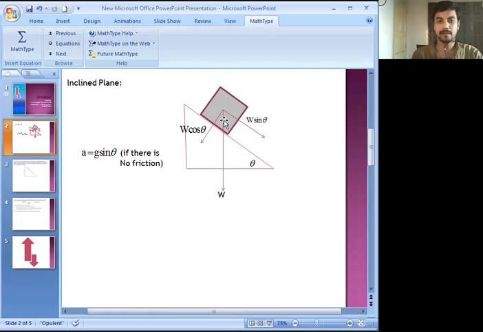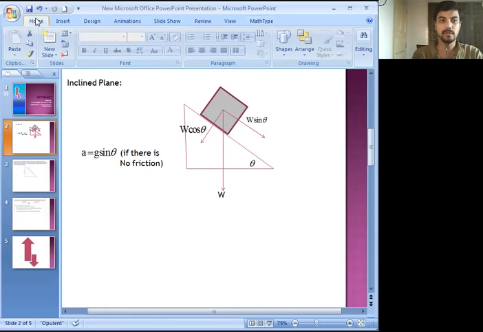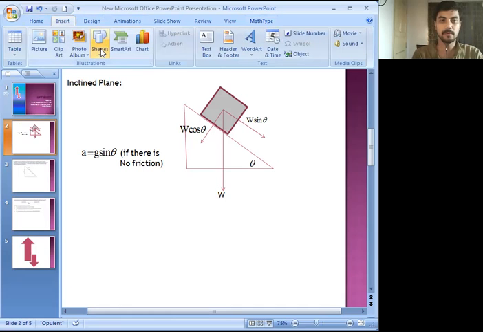The force which is weight has been resolved into two components. One along the plane, which is W sine theta, and the other perpendicular to the plane, which is W cos theta. Now, obviously, this resolution is to be understood first. So I'm going to go through resolution a bit while going through this problem.